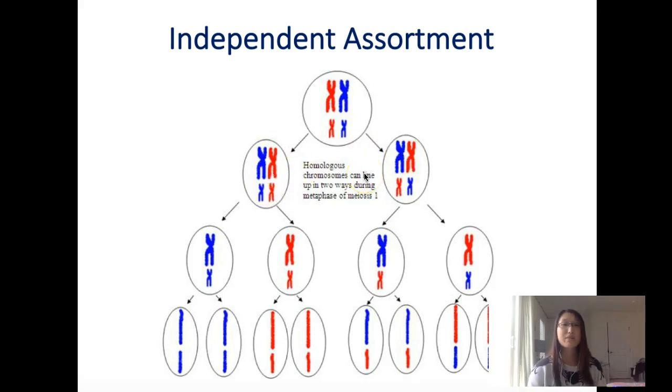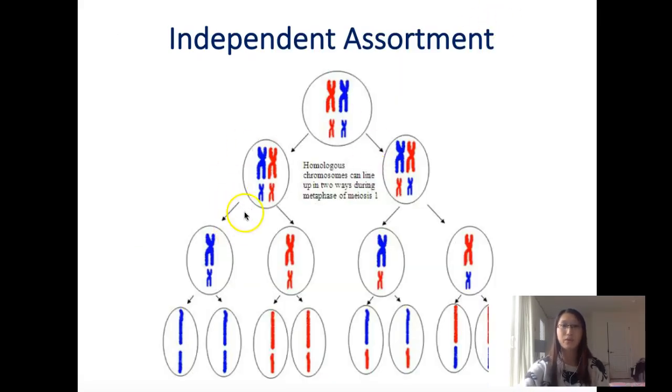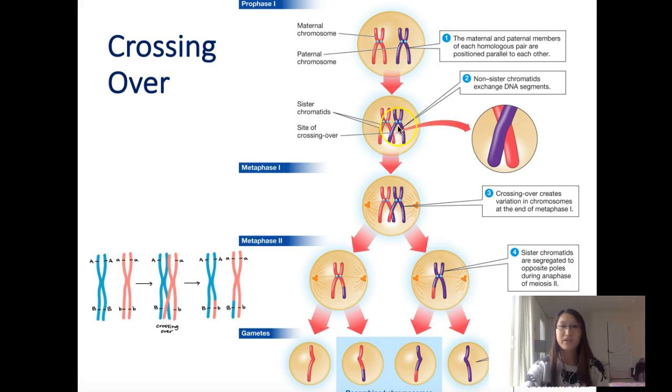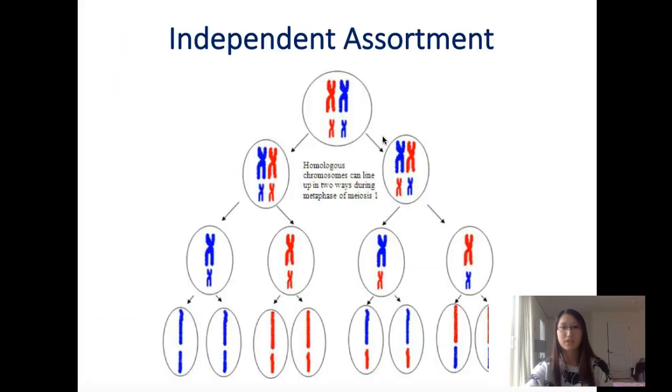And if we have 23 pairs of homologous chromosomes, then there are 2 to the 23rd different types of lineups, which will give us 2 to the 23rd different types of gametes just from independent assortment itself. And then we have also crossing over. Beyond the lining up, there is also crossing over happening to allow homologous chromosomes to exchange genetic material. So the result is every single gamete is different from each other, which is why every single individual resulting from sexual reproduction, unless there's the possibility of twins, everybody should be different from each other. So that's crossing over and sexual reproduction and independent assortment.